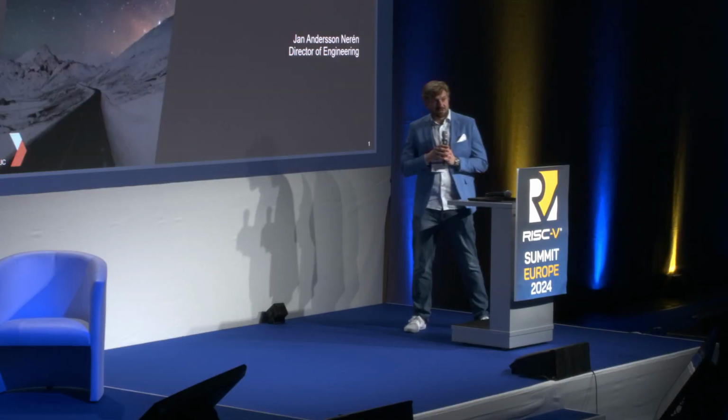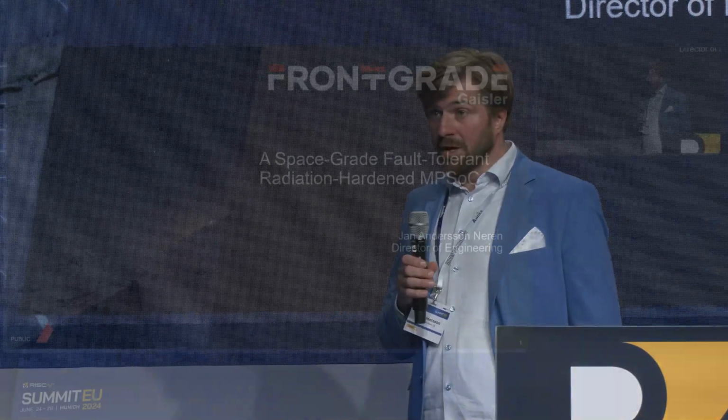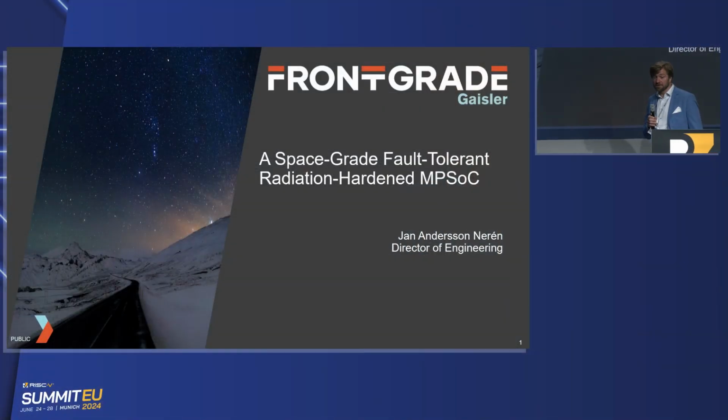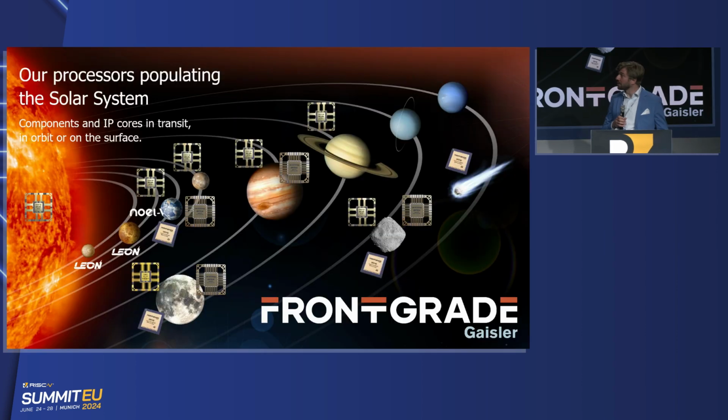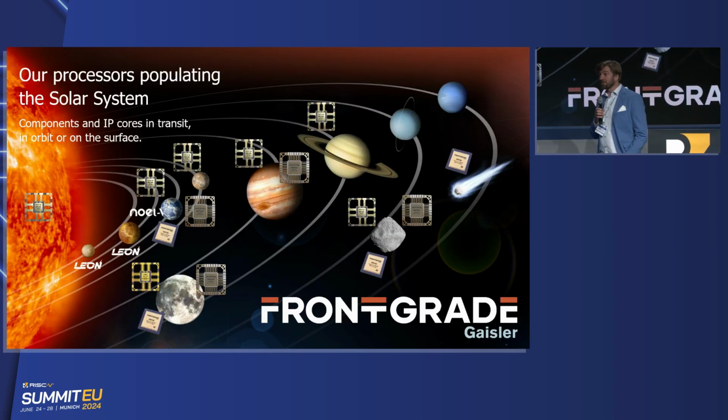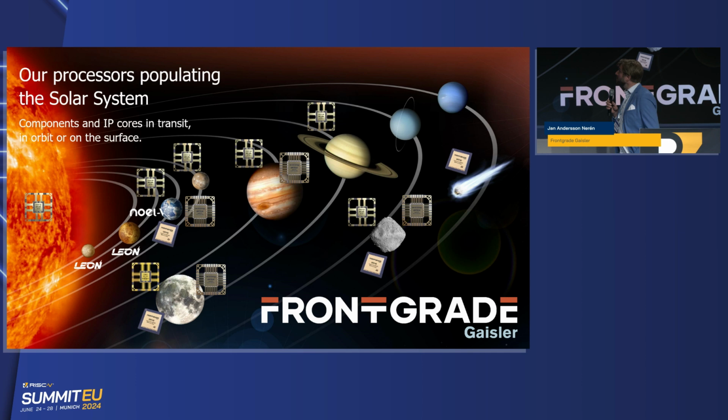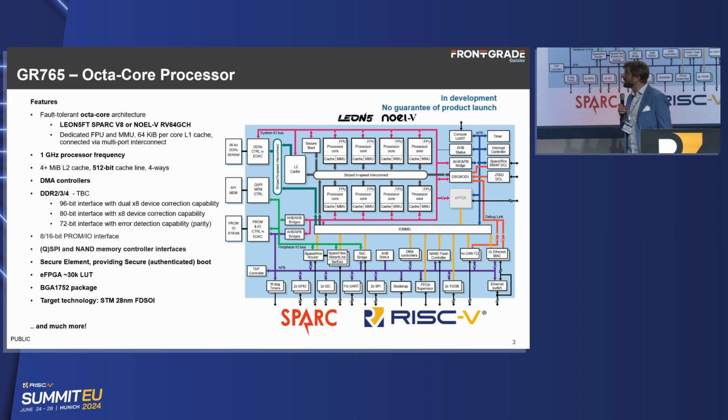Frontgrade Gaisler is a European hardware component, IP core and software vendor. We primarily serve the space industry, and this picture shows some of the places in the solar system where our products are being used. Near Earth, you can see the NOEL-V logo, and that is our in-house developed RISC-V processor model that has achieved flight heritage within an FPGA.